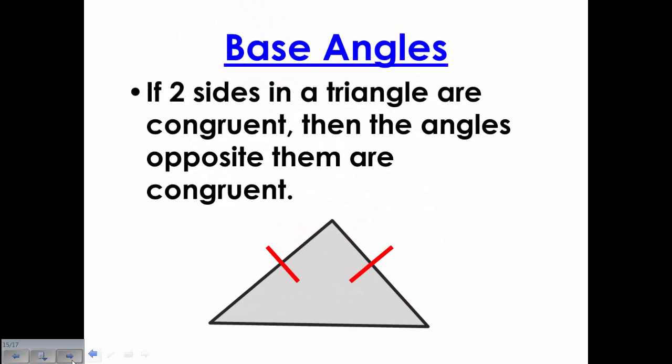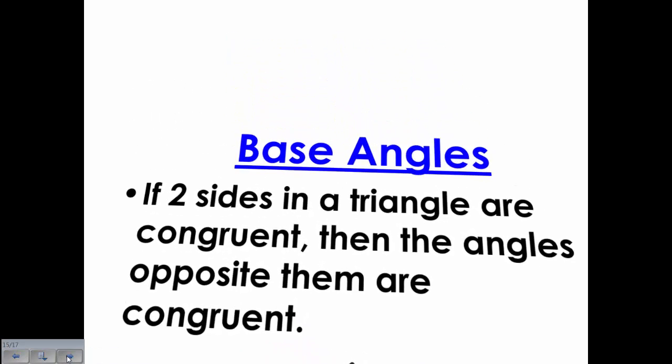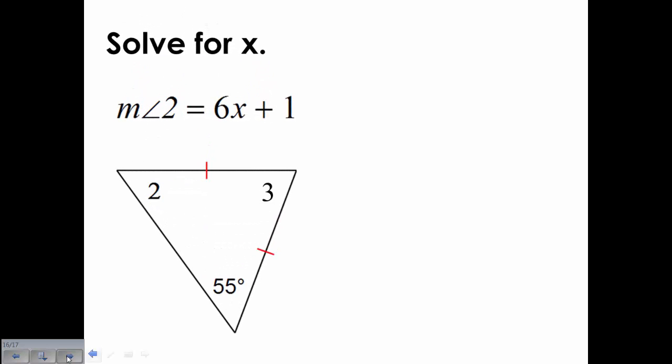The converse is also true. If two sides in a triangle are congruent, then the angles opposite them are congruent to each other. Let's take a look at an example. Make sure you copy this down.